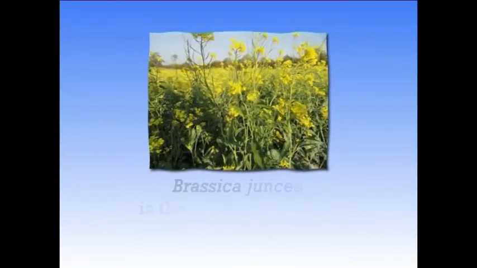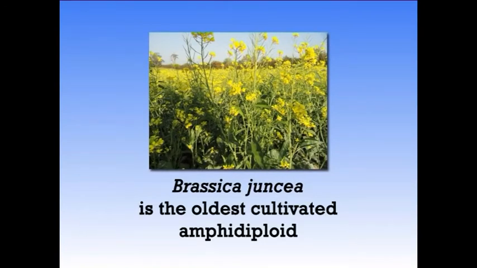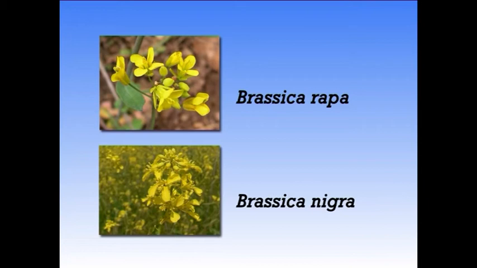Now let's see about the origin and history of this crop. Brassica juncea is the oldest cultivated amphidiploid and is believed to have originated from Brassica rapa and Brassica nigra in Asia Minor and southern Iran. It is believed that raya, that is Indian mustard, whose scientific name is Brassica juncea, was introduced into India from China. Afghanistan, together with adjoining areas of northwest India, is one of the independent centers of origin of brown sarson.